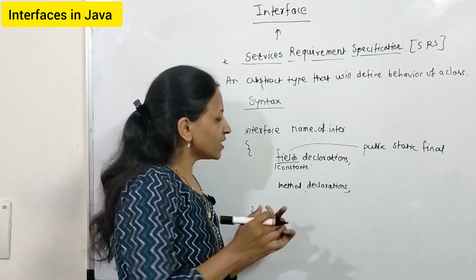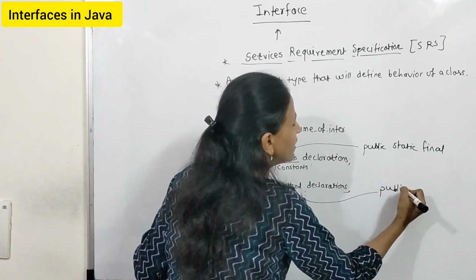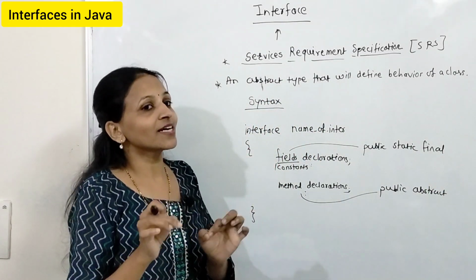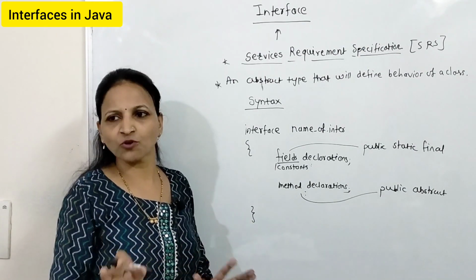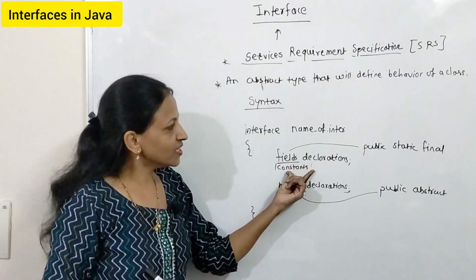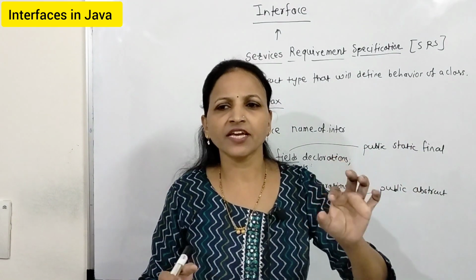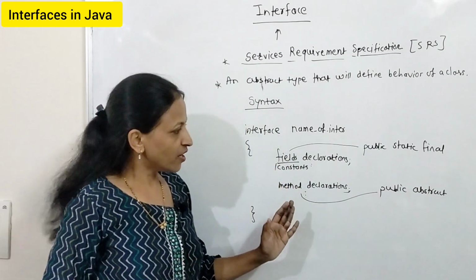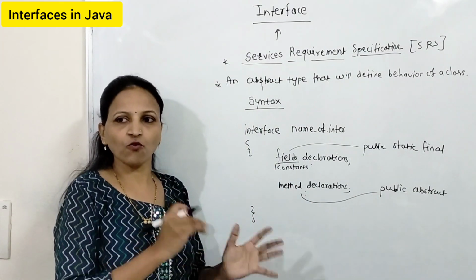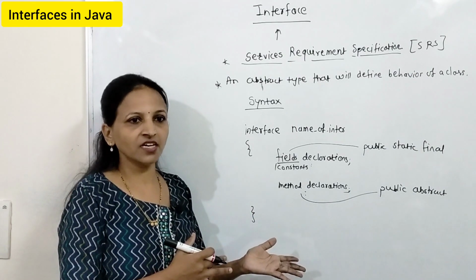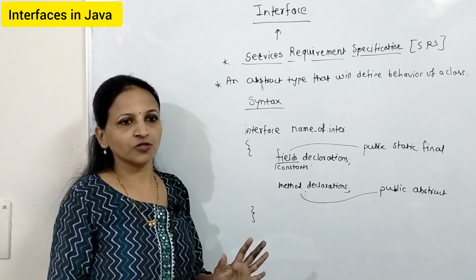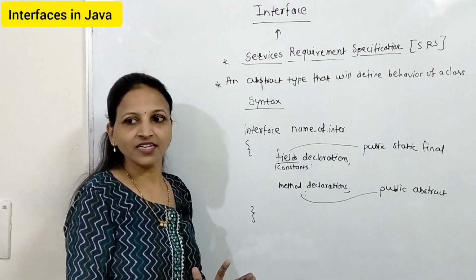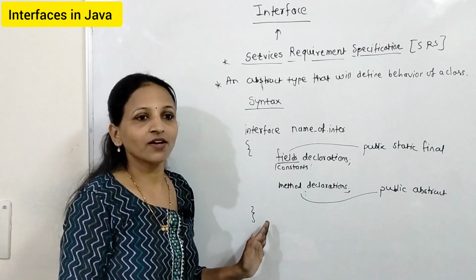Now, method declarations: all the methods are by default public, abstract. It is just like an abstract class, but it is not an abstract class. What is the difference? I am going to explain, don't worry. All the fields are by default public, static, final. If you want to declare any constant, you can declare it here as a field. And whatever methods you declare, suppose void m1, which returns nothing and takes no arguments, by default it will be public and abstract. This is how to declare an interface.